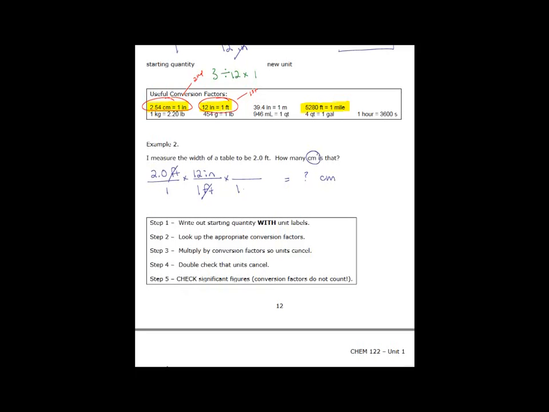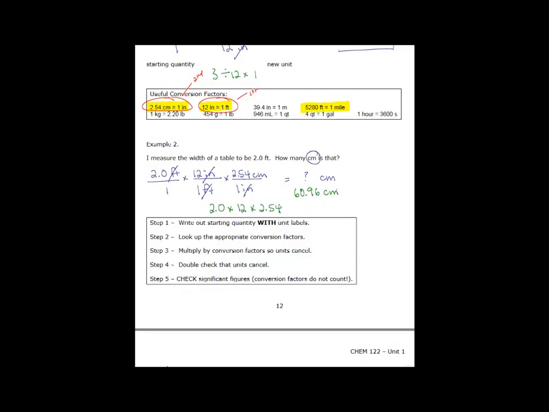So I want inches to cancel out, so 1 inch, 2.54 centimeters. So inches cancels out. So now I'm in centimeters. Now to enter this into my calculator, I'm going to put 2.0 times 12 times 2.54. So 2 times 12 times 2.54, I end up with 60.96 centimeters.